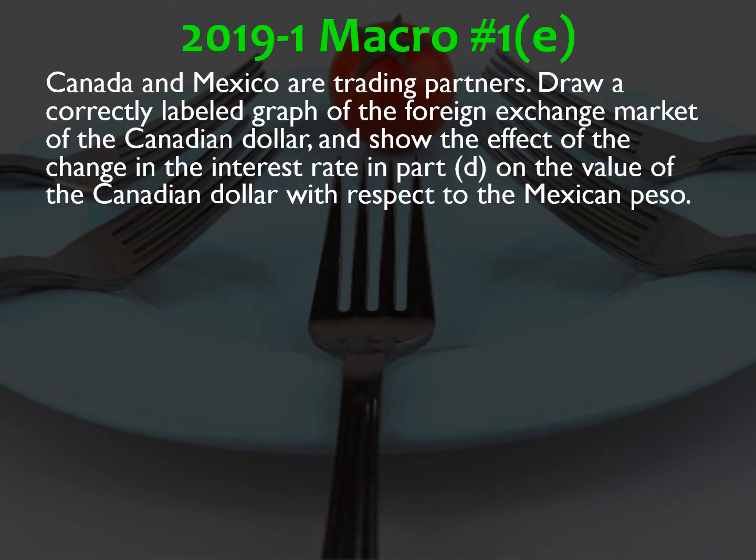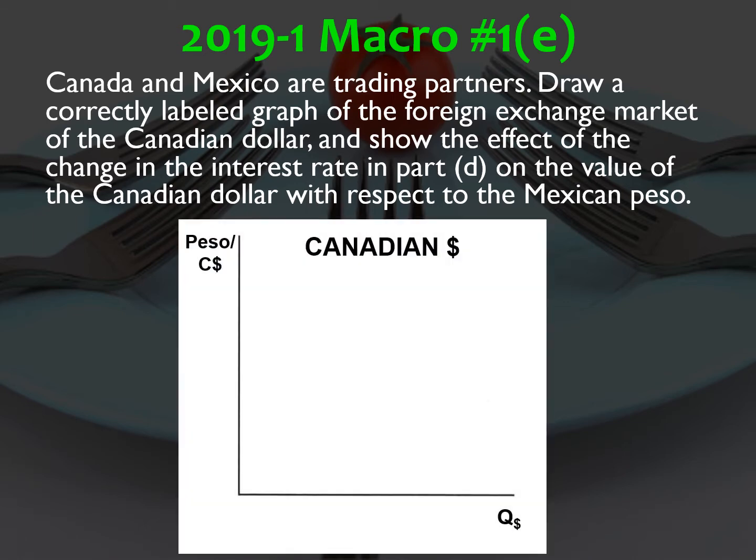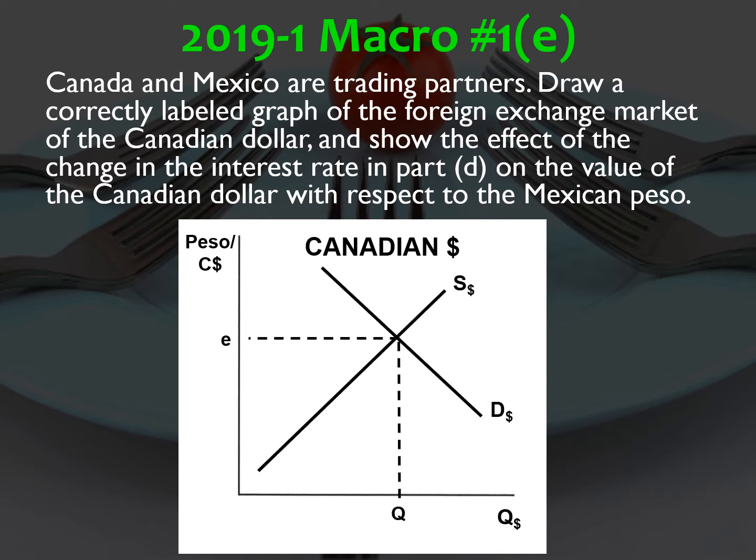Part E, Canada and Mexico are trading partners. Draw a correctly labeled graph of the forex market of the Canadian dollar and show the effect of the change in interest rate in Part D on the dollar. So quantity of Canadian dollars on the x-axis, the peso per Canadian dollar on the y-axis. Remember, the currency you're looking at goes in the denominator for the y-axis. There's our graph.